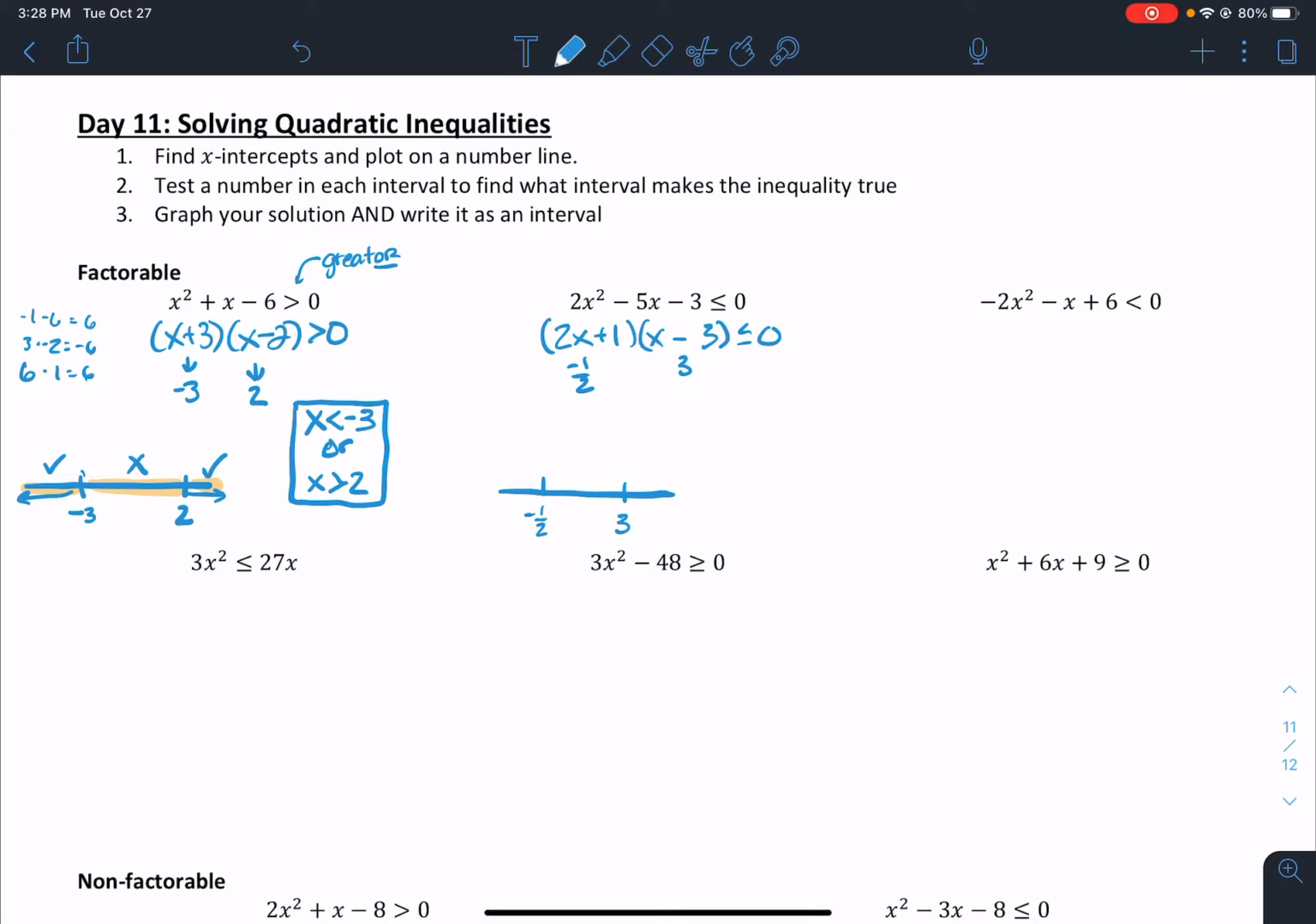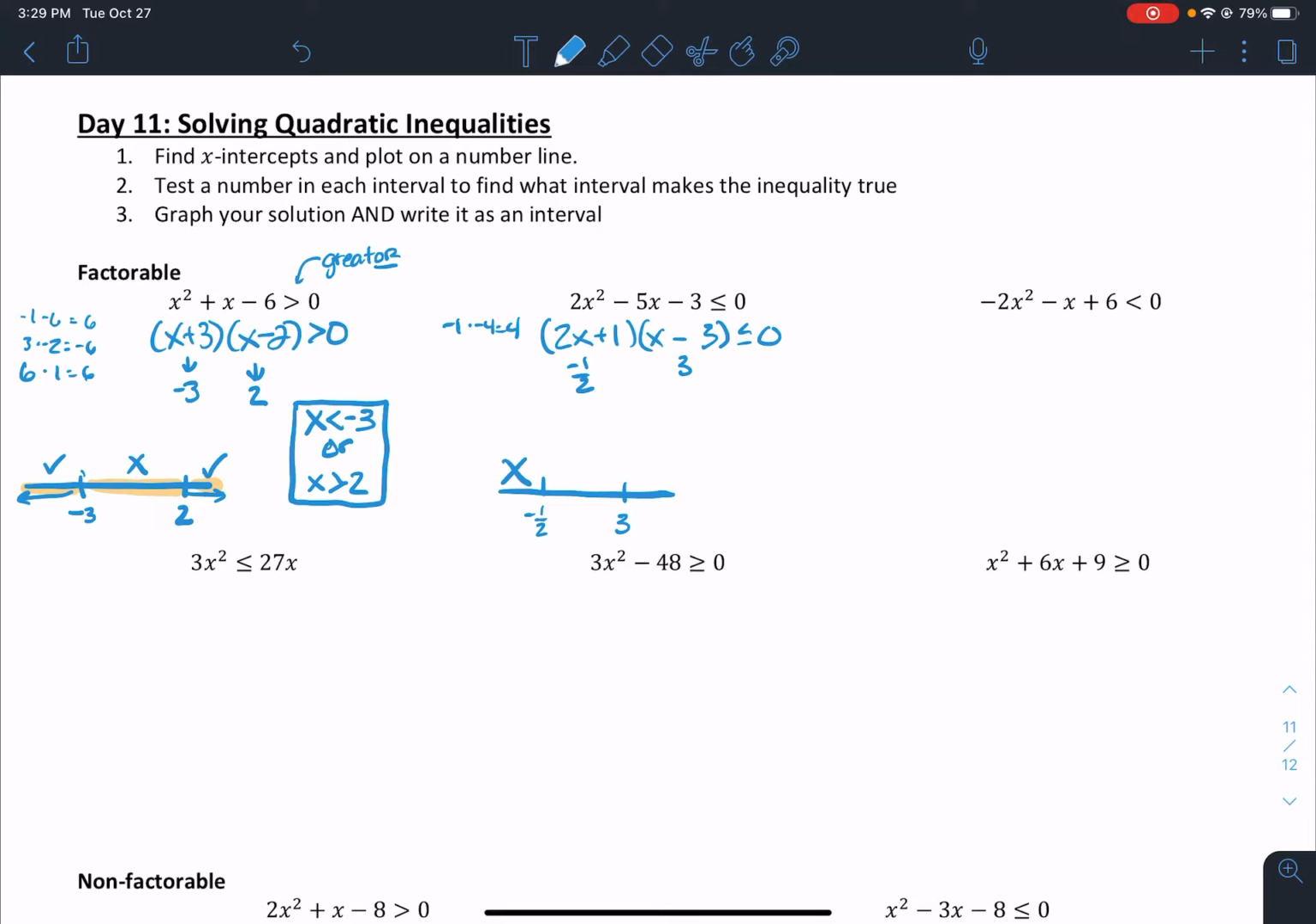So now I'm going to test a value in each interval. So to the left of -1/2, it doesn't have to be a fraction. It doesn't have to be one away or anything. It can be any number. It could be a whole number. So I'm going to use -1. So -2 plus 1 is -1, times -1 minus 3 is -4, so the product is 4. 4 is not less than 0, so it does not work over here.